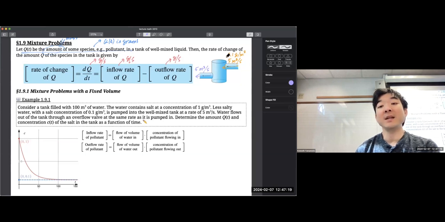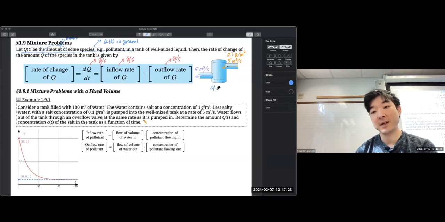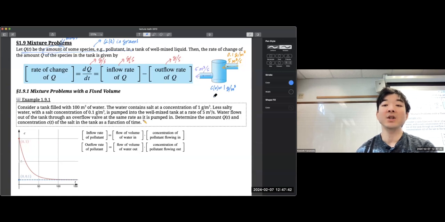The water coming in is 0.1 grams per meter cubed. I'll just say here initially the concentration of your tank is C of 0. So little c is concentration. Little c of 0 is equal to 1 gram per meter cubed. This is just mass over volume. This is concentration. So clearly the tank initially, that's why it's got a C of 0 here, has a higher concentration than the water that's being pumped in.